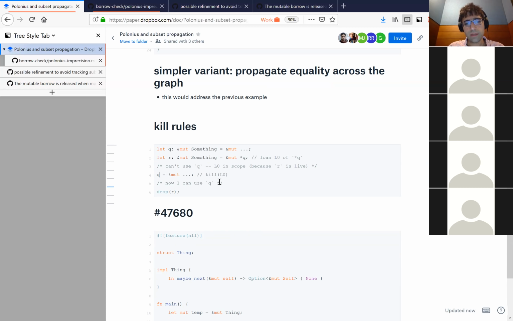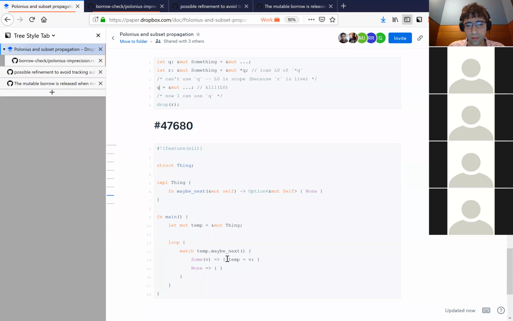But that's what the killing does, and it's important here because when you call maybe next, you're borrowing temp, and then you're taking the result of that borrow V, and you are making it live across the loop. So the borrow of temp is still live when you come around the loop. The only thing is temp now points at something else. Right? And so we kind of lose track of that in the current NLL. We see that the borrow is live around the loop, and we report an error even though temp was assigned in the meantime.